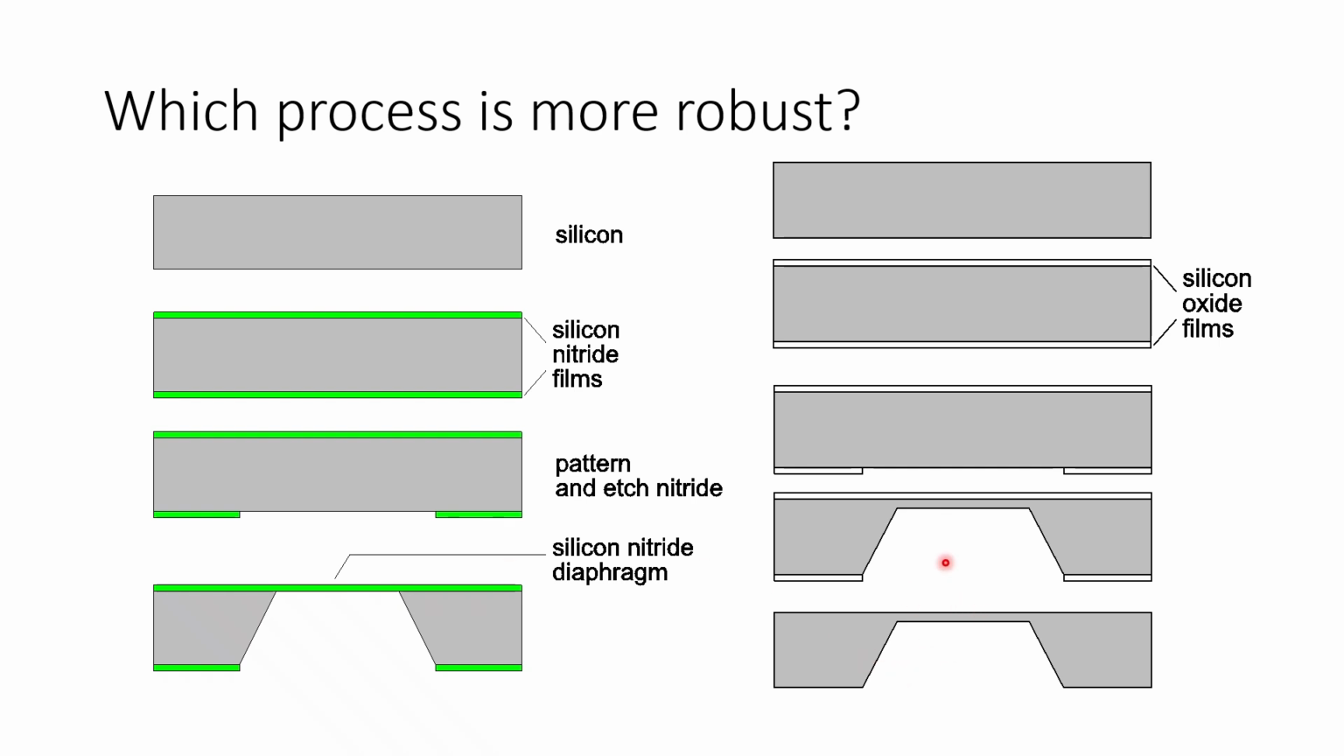However, this process is very sensitive to timed etch because the cavity depth is completely controlled by the timing, by the amount of time. Whereas in this one, the silicon nitride thickness is predefined by LPCVD deposition, which is a lot easier to control. And in terms of design, if you want to put piezo resistors on top of this, you have to deposit another layer of poly.